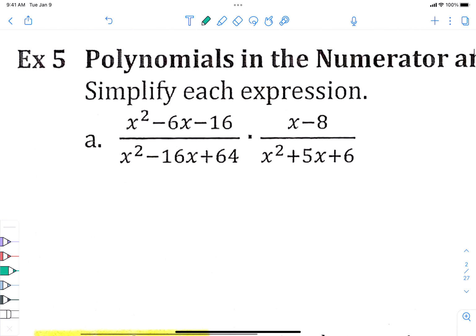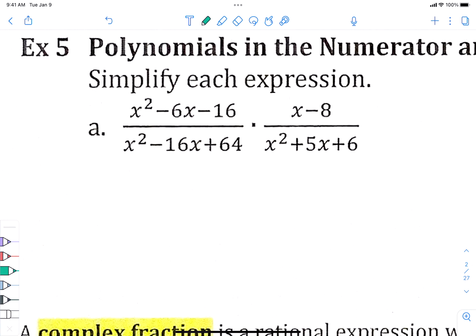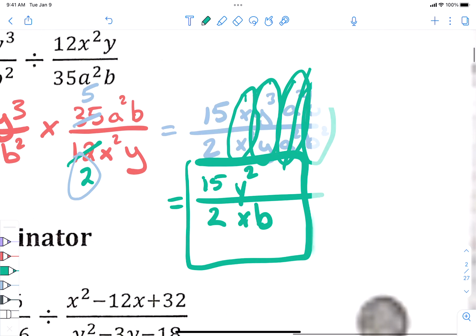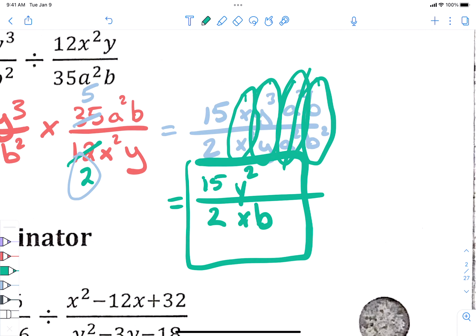We had the most annoying pencil sharpener. That's her third one within the last year. I know, it's really bad. Wait, what was the answer? Right here: 15y squared over 2xb. I have one at home. I should bring it, or I should just buy one. Just buy a few of them. I know. Use them, put it back.